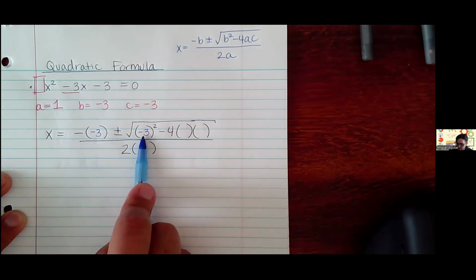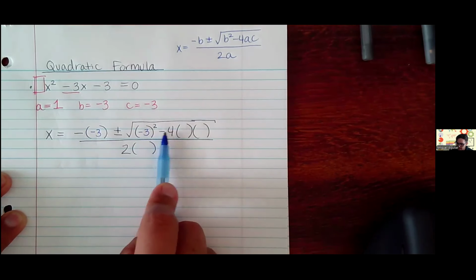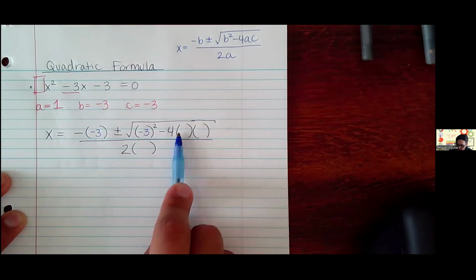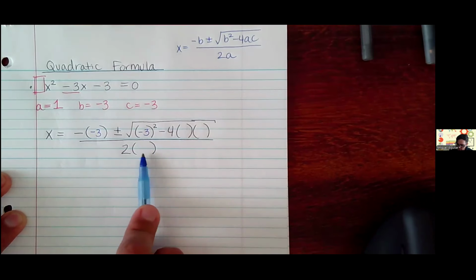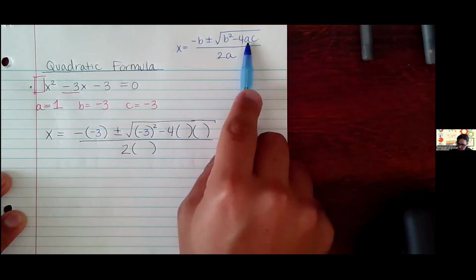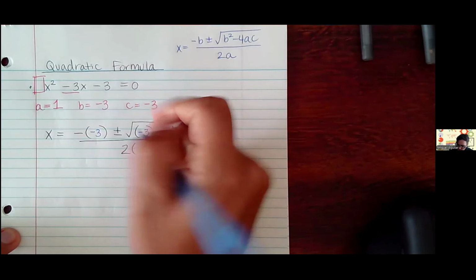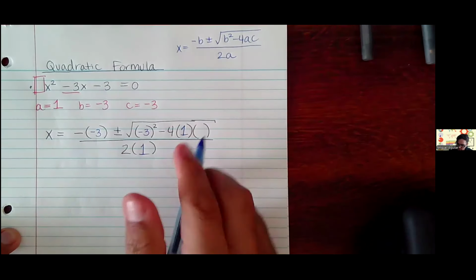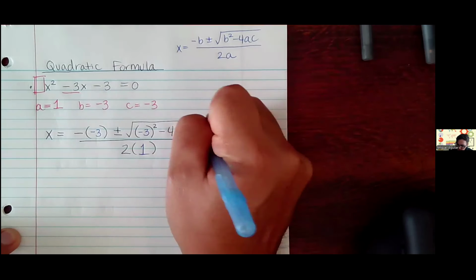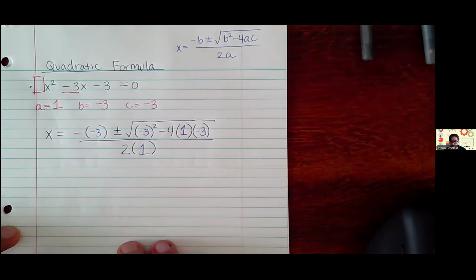So we have b in place, then we have minus 4ac, and a goes right here, and a also goes down here in the formula, okay? So we're going to put a, which is 1, right there, and right there. Finally, we'll put c, which happens to be a negative 3, in that last position, and then we're good to go.